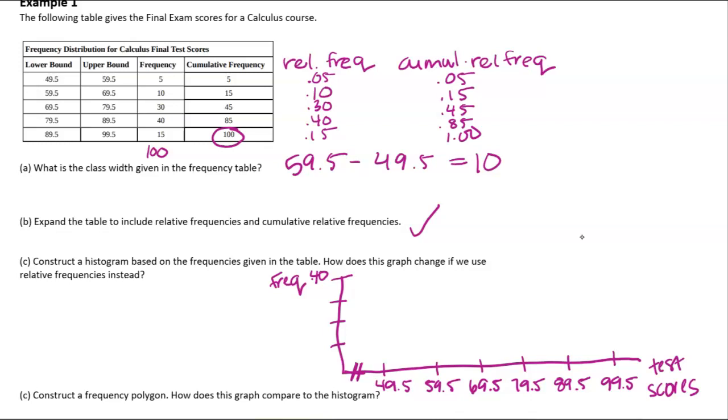All right, so 5, and you make this go all the way over to the upper bound. So lower bound to upper bound for each one of your classes here. Okay, 10. And sometimes we'll write the frequencies on top of them. That's normal practice as well. 30, 40, and then 15.